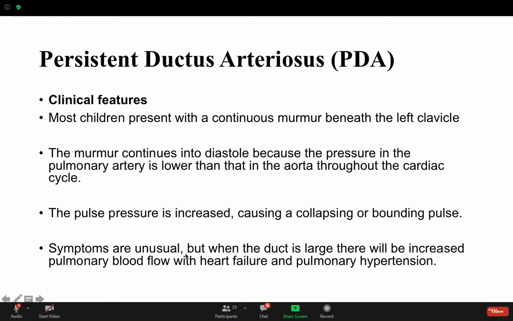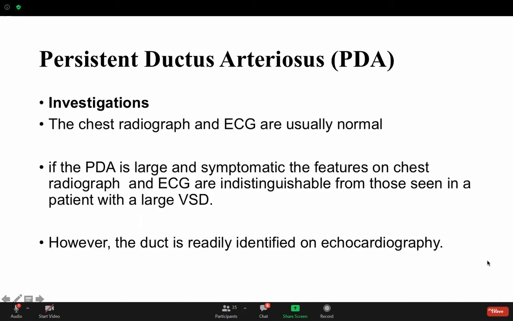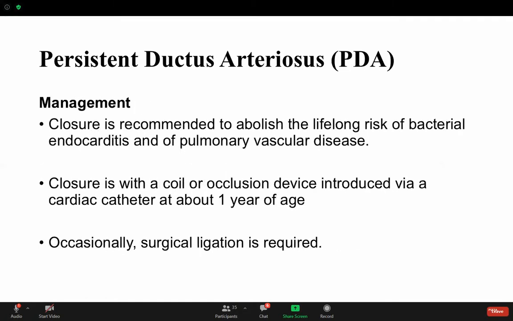Usually symptoms are unusual, but if the shunt is large they will present like an ASD. Okay. Investigations: chest X-ray and ECG are usually normal. Echo will show you the defect.